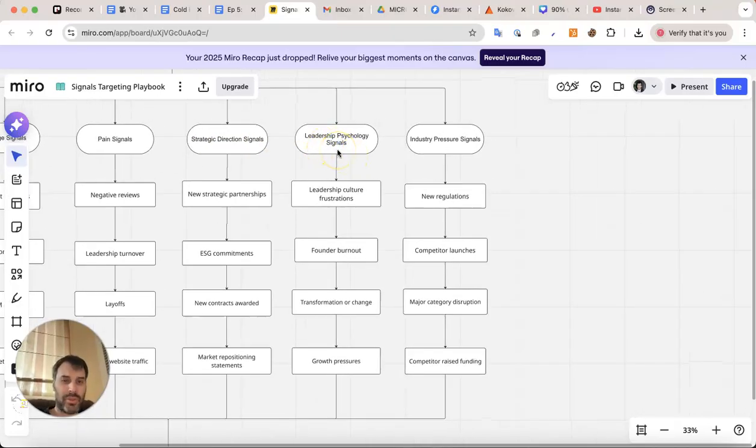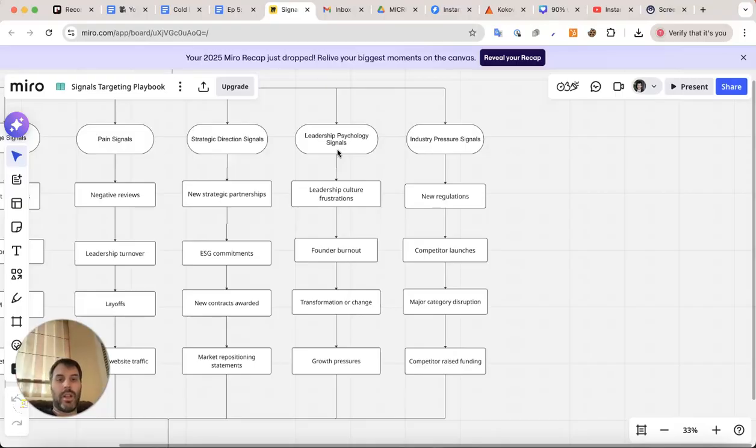Leadership psychology signals. This one can be a particularly good category of signals to focus on for coaching, consulting companies, training companies, stuff like that. So this could be observable leadership culture frustrations, founder burnout, transformation or change within a company, growth pressures that are observable. So anything that indicates there are stresses at a leadership level of a company.